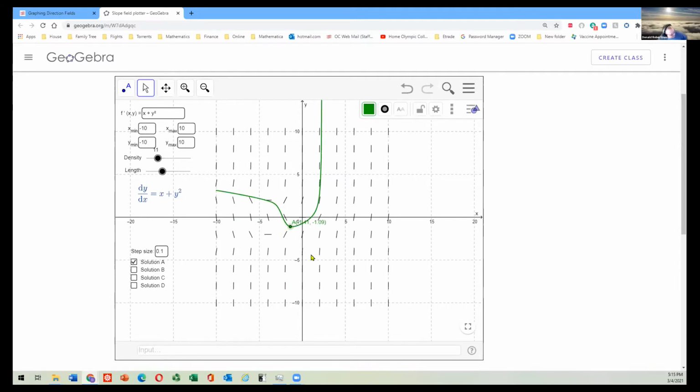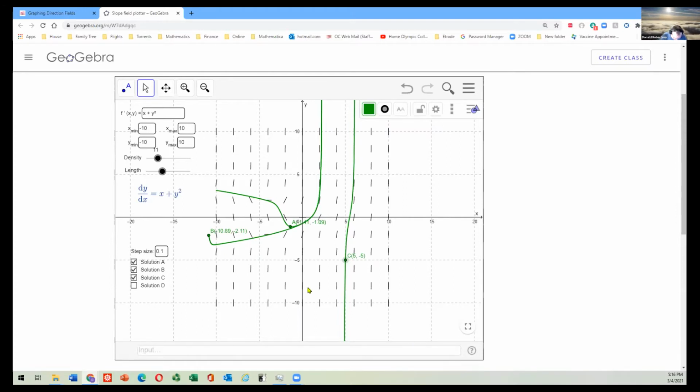Oh, that's kind of interesting. See that funny little kink there? Put another one and see if I can surround it. Put a third one in. Can you see there's some really weird happening around about here? It's fun. I got distracted.